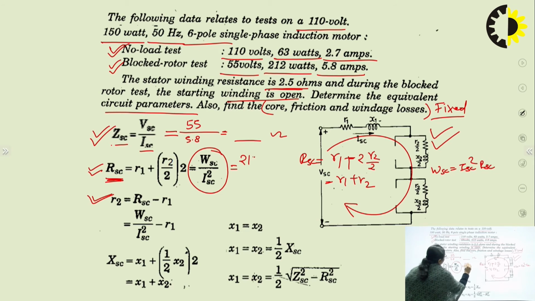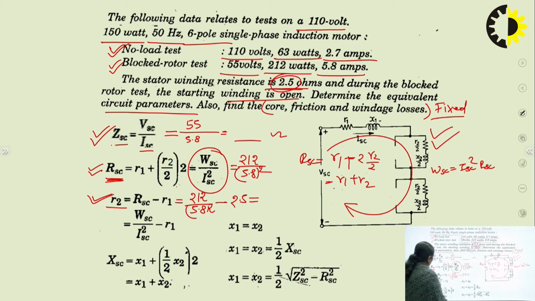WSC is 212 watts and ISC is 5.8 amperes. So 212 divided by 5.8 square will give me resistance RSC. I'll share the answer key as well in the last slide. So I can calculate R2 from here: 212 upon 5.8 square minus resistance R1, and resistance R1 is given to us as 2.5. So solving this, you can calculate the value of resistance R2, right?